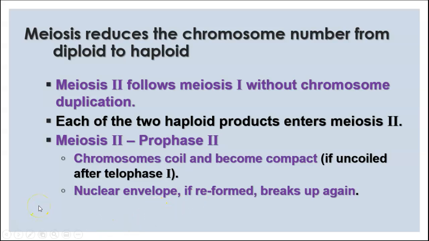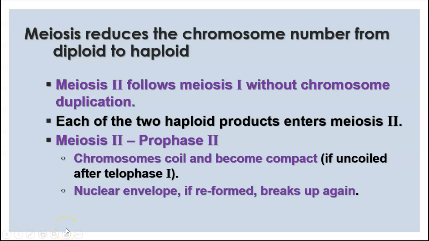So meiosis 2 is going to follow directly after meiosis 1. There's not an interphase in between. There's no chromosome duplication or anything like that. We're going to go straight from telophase 1, cytokinesis, and then go right into meiosis 2. And each one of those haploid products is going to enter meiosis 2. And the first stage, of course, is prophase.